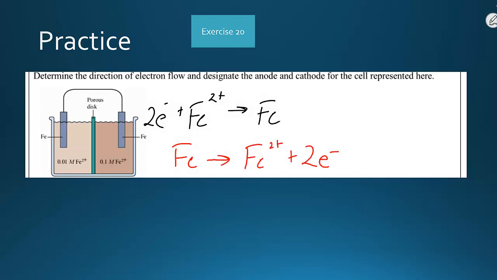Since our half cells are based on concentration, the concentration of the higher half cell is going to come down, and the concentration of the less concentrated half cell is going to go up, meaning that the more concentrated cell must be our cathode, and the less concentrated cell must be our anode. And since electrons always flow from anode to cathode, the electrons are going to flow to the right.